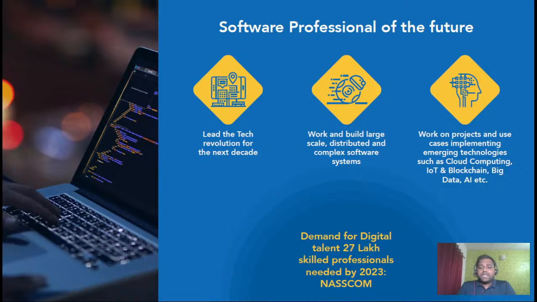That's where NASSCOM has clearly identified that there's a demand for digital talent who have a grasp on these skills. There's a demand of around 27 lakh skilled professionals. And it's not 10 years down the line, it's just a few years down the line. So this is the seismic shift which you are looking at, and this is the major skill gap which every company is trying to address.